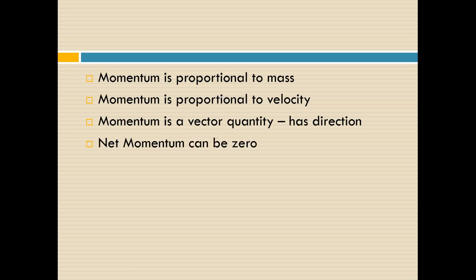It has direction. That means that if I have multiple momenta adding together, I could have a net momentum of 0. And if I have a net momentum of 0, what's the object doing? If it has a net momentum of 0, what's the velocity? 0, so therefore the object is not moving. Now, that does not mean that parts of the object are not moving.